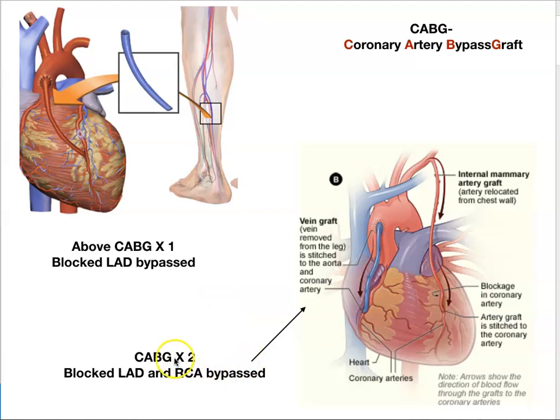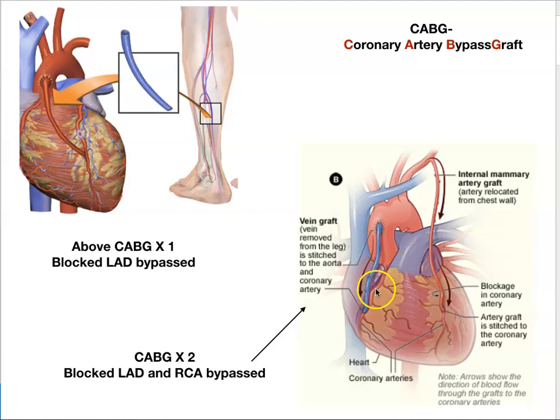Here is the blockage. So they're bypassing the blockage so you can deliver oxygenated blood below that blockage. Here they're showing you coronary artery bypass graft times 2, meaning 2 coronary arteries are being bypassed because there's a blockage in them. Here they're showing you they've harvested a mammary artery, and they're using the tube from the mammary artery to bypass the blockage in the left anterior descending artery here.